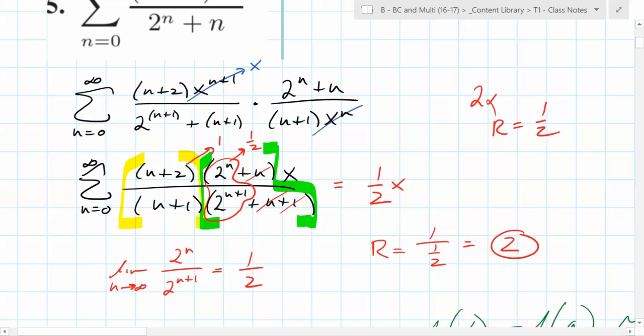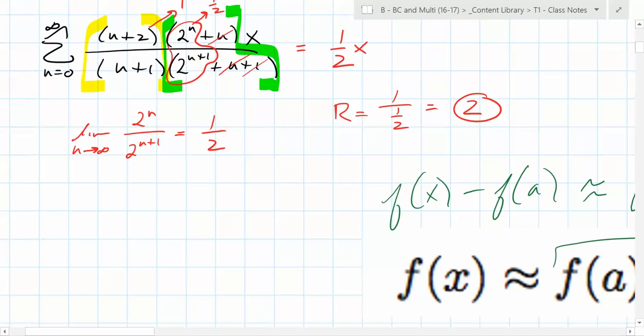1 half. Exactly. Now you don't have to test the endpoints because it's only asking you for the radius of convergence. Knowing the radius doesn't tell us where the interval is. Where could the interval be? We could figure it out based on this, but if I just told you there's a series and the radius of convergence is 5, does that tell you anything about where? No, it doesn't. Okay, anything else from the homework?